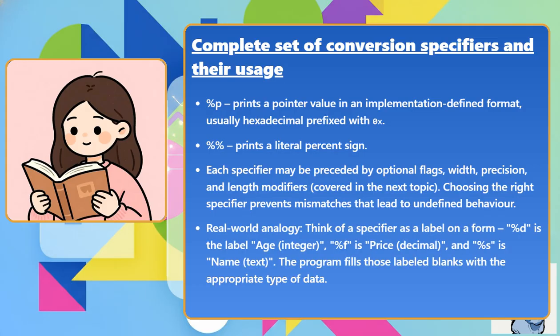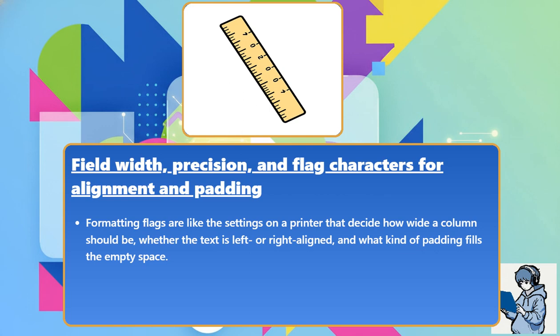Real-world analogy: think of a specifier as a label on a form. %d is the label age, integer; %f is price, decimal; and %s is name, text. The program fills those labeled blanks with the appropriate type of data. Formatting flags are like the settings on a printer that decide how wide a column should be, whether the text is left or right aligned, and what kind of padding fills the empty space.